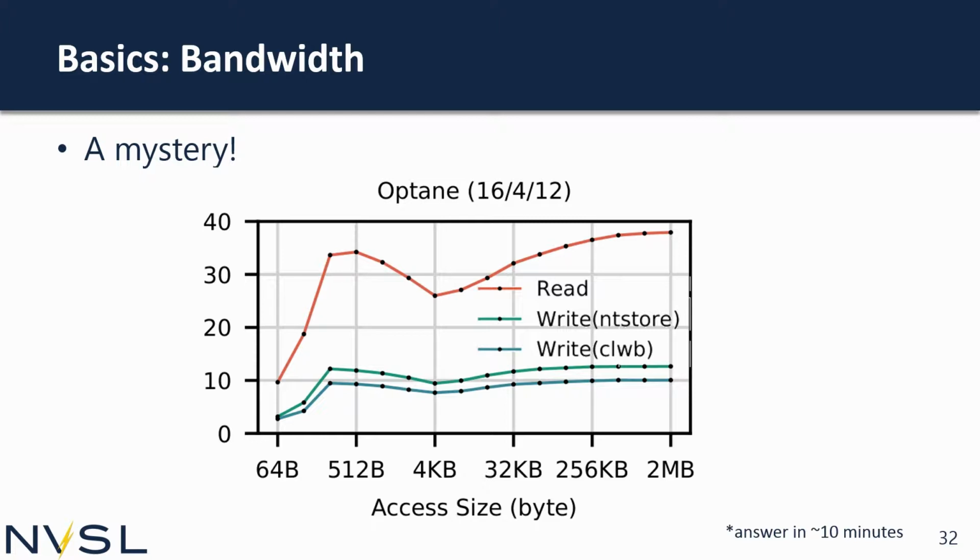So this is the same chart. We're growing the access size. This is bandwidth, read, write, NT store. And what you see is we very quickly reach a peak at 256, and then our bandwidth drops to a valley at 4K, and then we gradually ramp back up. And unlike most systems charts, this is really weird, because most systems charts you expect to be monotonic. So I'll let you puzzle over that for 10 minutes, and I'll give you the answer later.